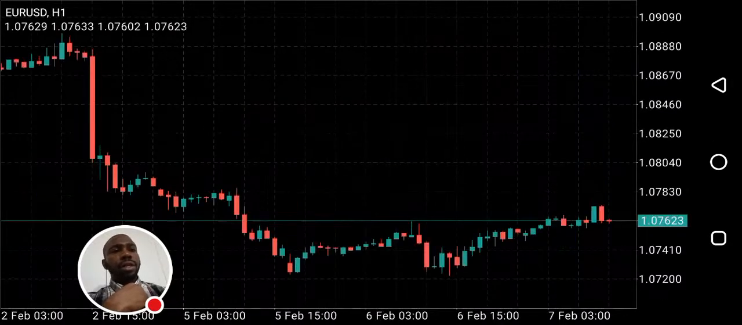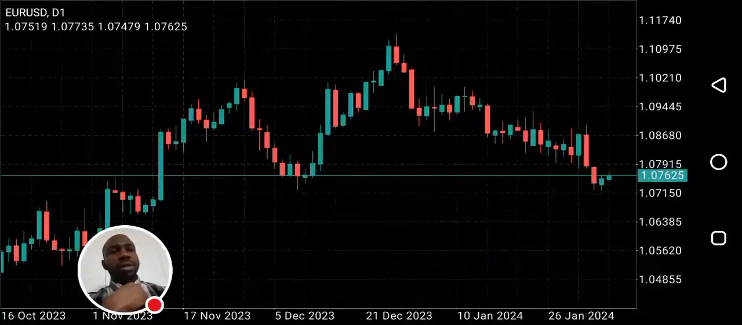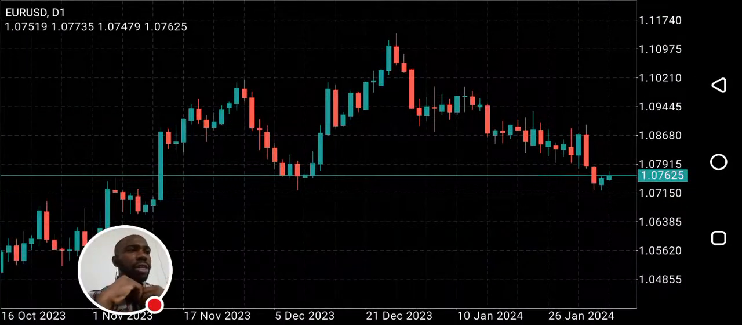Euro USD. I'm also bullish on Euro USD. Let's start with the daily. So you can see yesterday's candle.